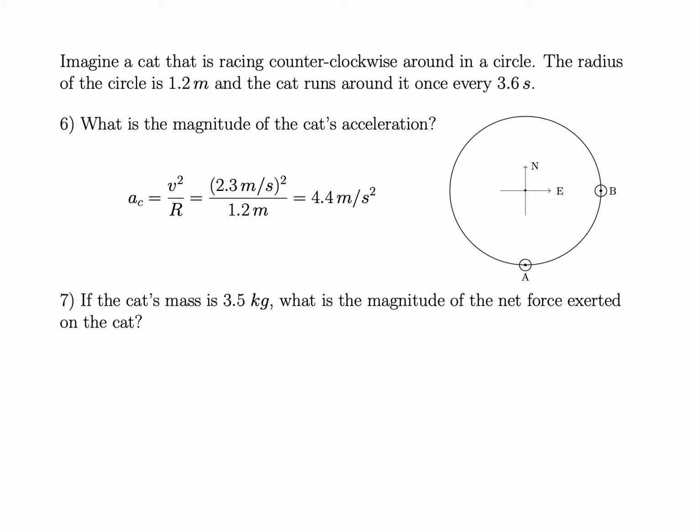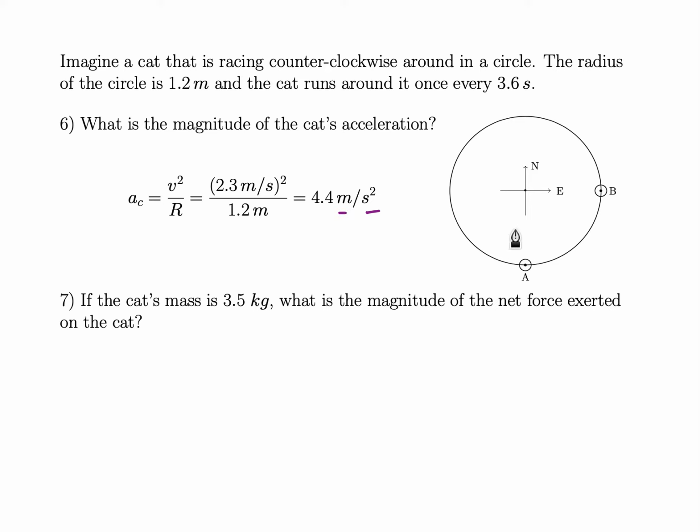Now the units even work out as well. Since the 2.3 meters per second is squared, you would have meters squared per second squared. But in the denominator, there's a factor of meters, which cancels one of those out, and you end up with the very nice units, meters per second squared.